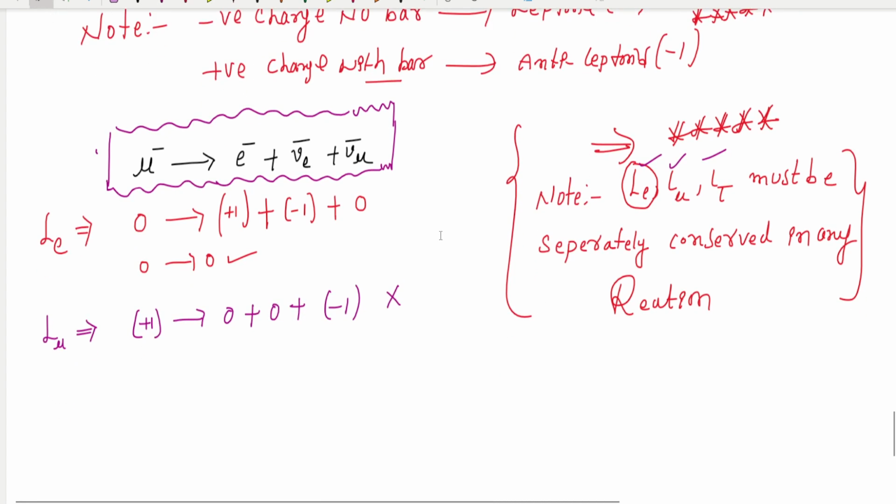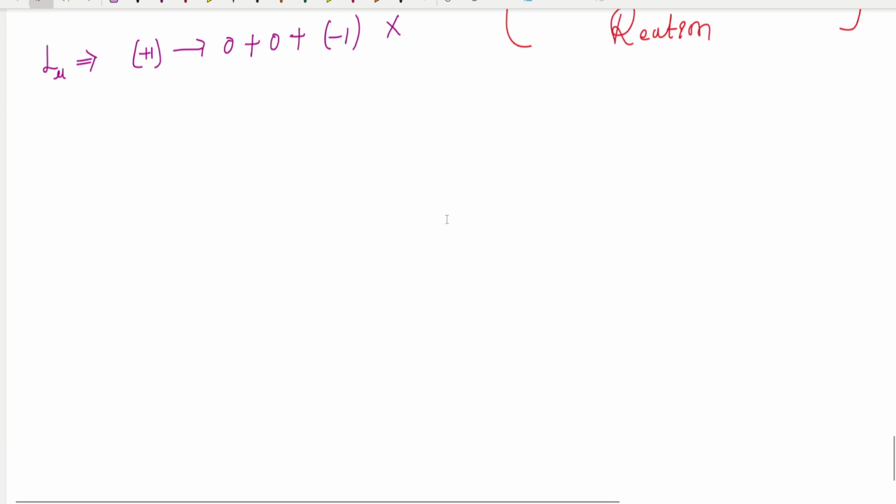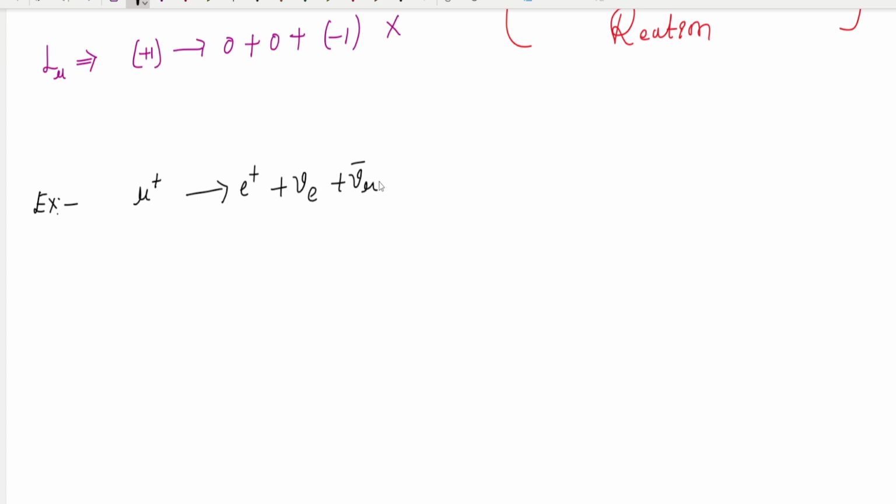Here I'm following some textbooks. Okay, next example, example two. That is enough for the explanation of conservation of lepton number. Then we can check first: mu plus tends to e plus plus mu e plus mu bar mu. Okay.